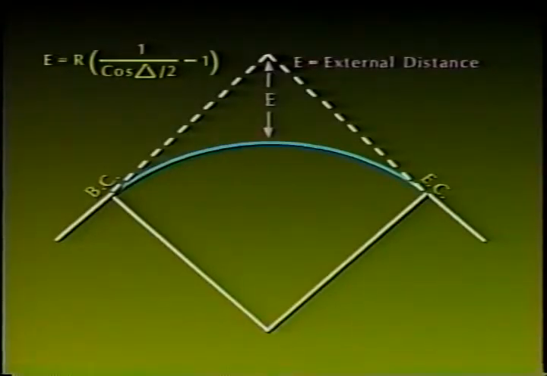This graphic shows the external distance. This curve element is the distance from the midpoint of the arc outwards to the curve's PI. The computation to determine this dimension is performed as shown on screen. Determine the quantity, 1 over the cosine of half delta, subtract 1 from it, and then multiply the difference by the radius of curve.